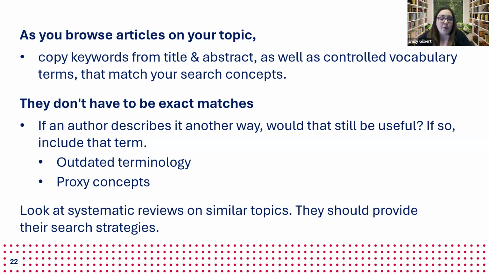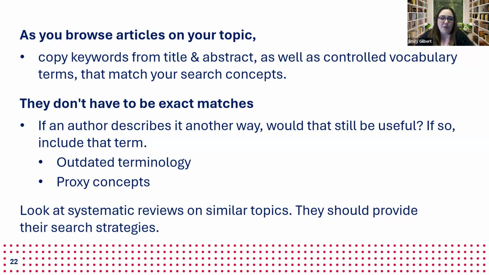You can do this with controlled vocabulary terms like MeSH as well as keywords. And you can also look at systematic reviews on similar topics. Systematic reviews should provide their search strategies, which can also give you ideas. That does not mean plagiarize their search strategy, but you can get some ideas from another review.